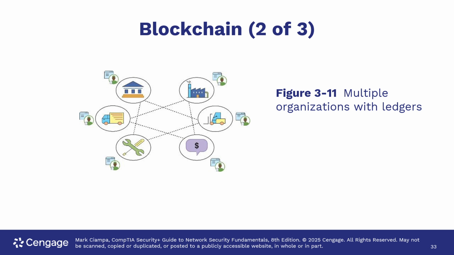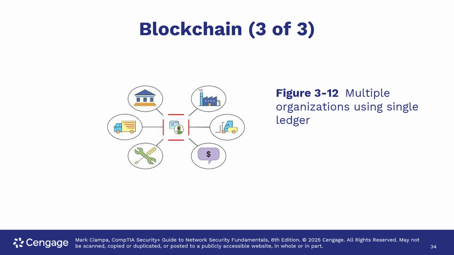So here's what it might look like if you did a diagram. You have multiple organizations with different ledgers. So you can see it's almost like distributed computing, but in this case, this is distributed across multiple locations. Here's multiple organizations using a single ledger.